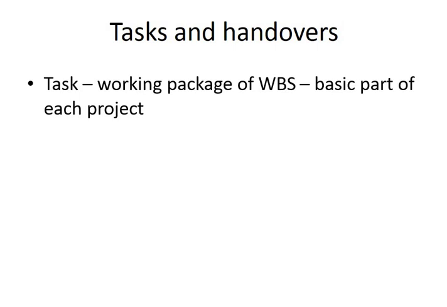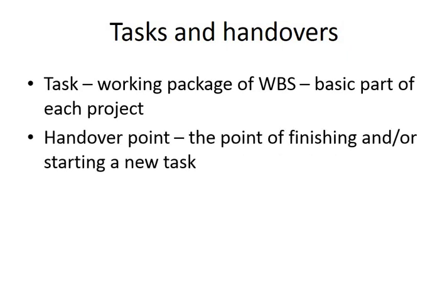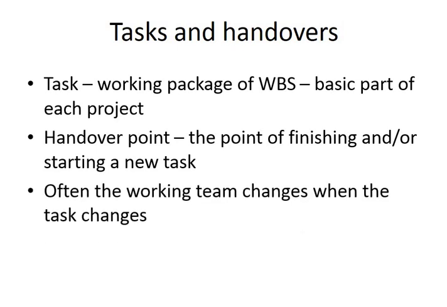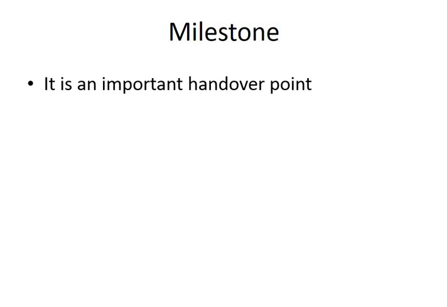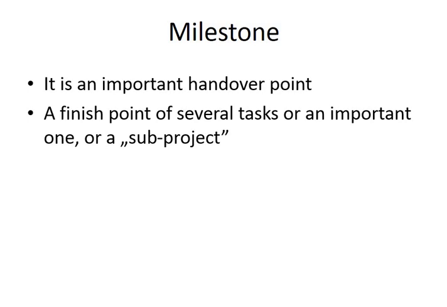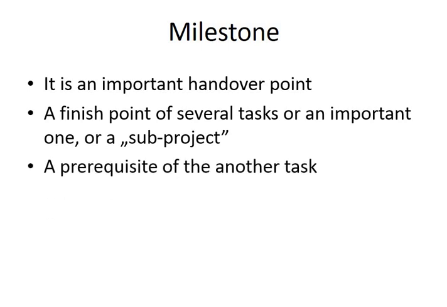So a task, a working package coming from WBS, is basic part of each project, and this is what we already know. A handover point is the point where you finish one task and start a new task. Of course, there can be some delays between them, but it doesn't change anything. And often the teams change between different tasks, which is natural. A milestone is an important handover point. So it is after you have completed, let's say, a sub-project, so a big part of the project, and then you can move on to another part, to another tasks.